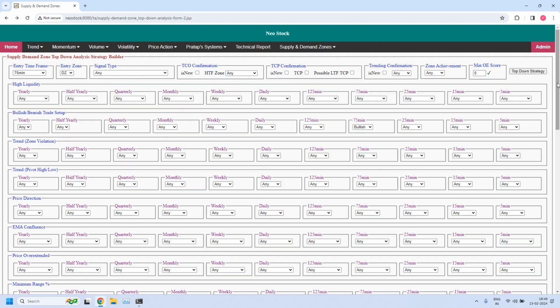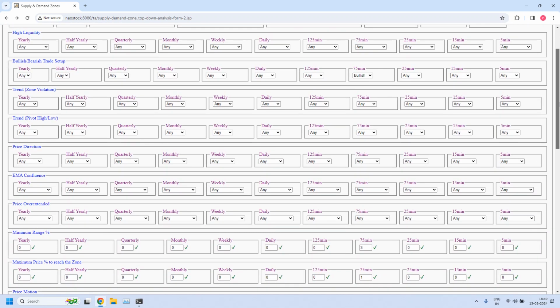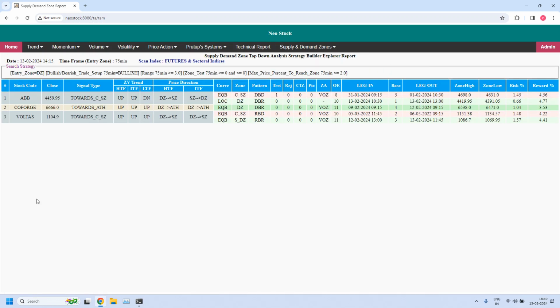Let us see the stocks with 2% level. I'm changing at 75 minutes time frame, 1% I'm changing to 2%. Total 3 stocks are there. One is already 1% ABB. 2 more stocks we got. Coforge. This is all-time high 75 minute zone. And another one is Voltas, within 2%.